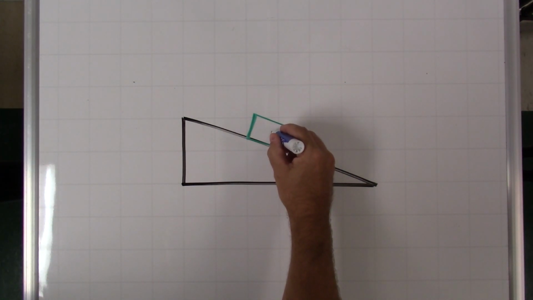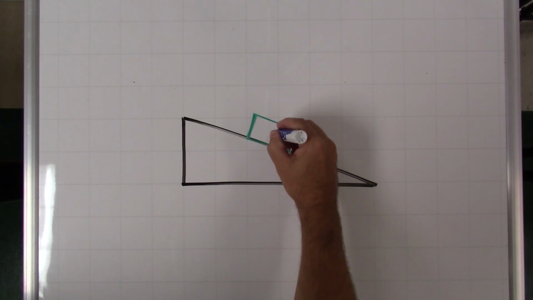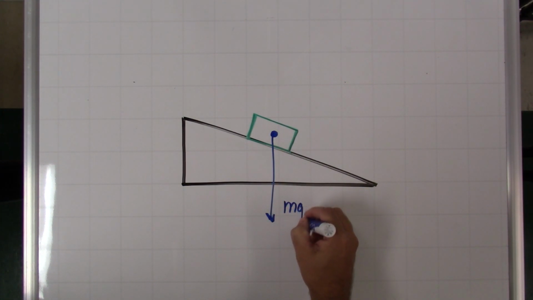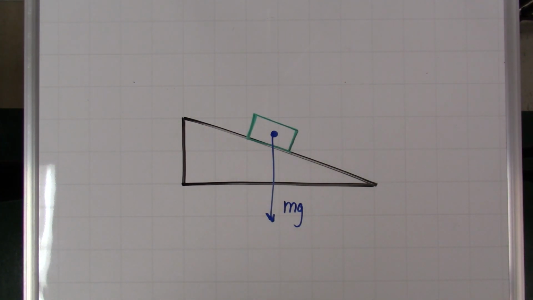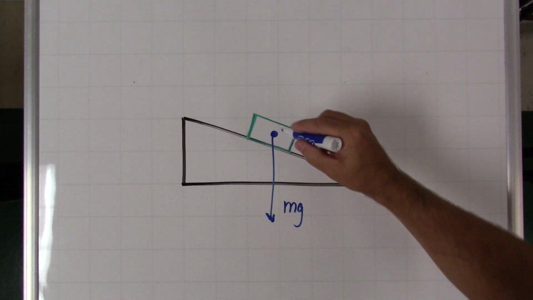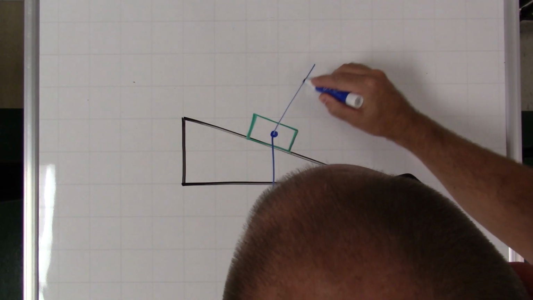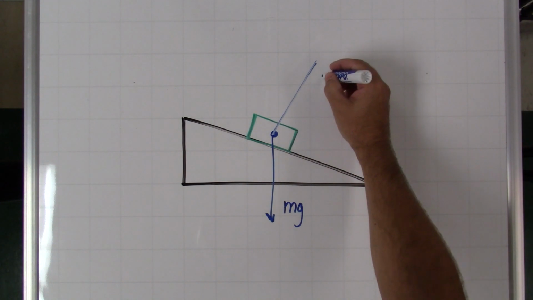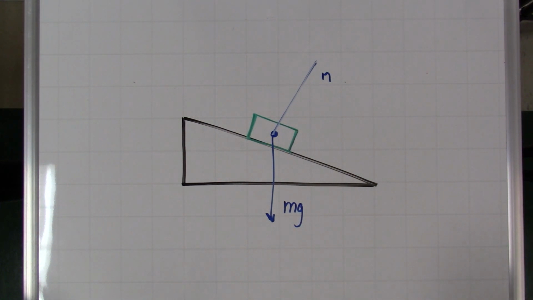To draw the forces, we start with a dot in the center of the block. We know the earth is pulling it down. We call that the weight, and we label that mg. We know that the ramp is pushing perpendicular to the ramp. We don't quite know how long that one is, but we do know it's perpendicular. We call that the normal force, and we'll label that little n.